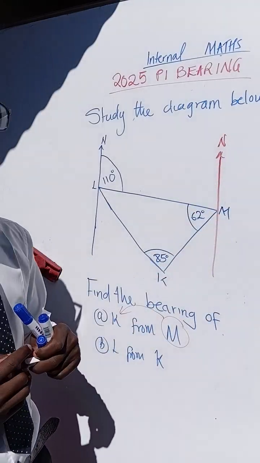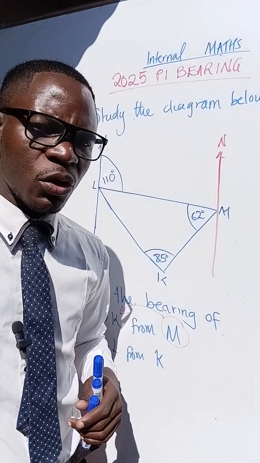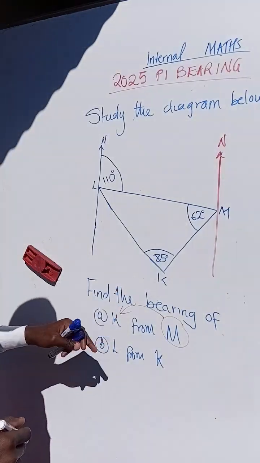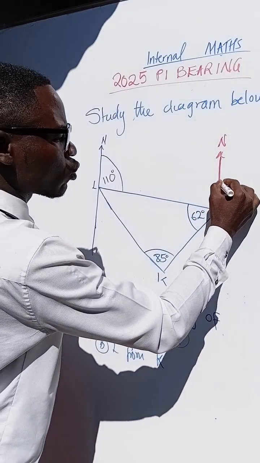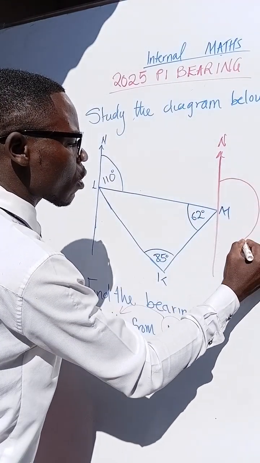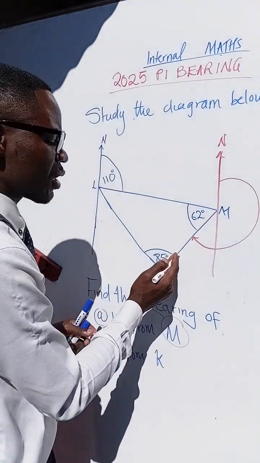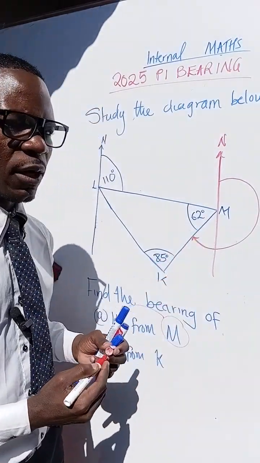Then now I'm going to stand on top of the north going clockwise. I'll be moving in a clockwise direction towards K. So I'll stand on top of the north going clockwise to where K is. So this is the line for K. Guys, you can see this is K. This is the line for K.